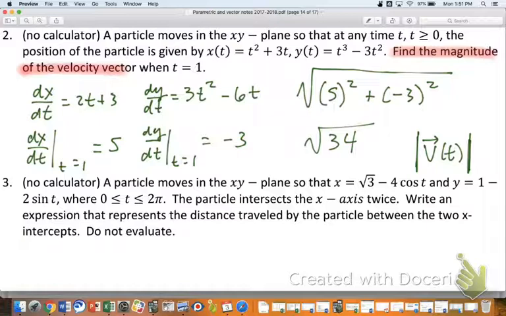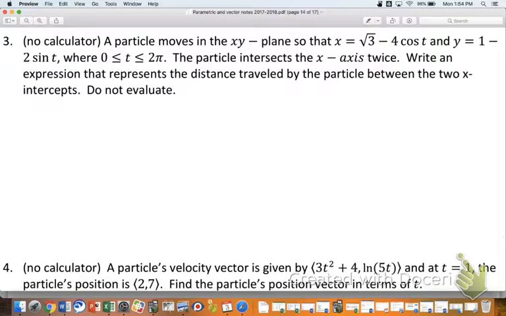Okay, so number 3 then. This one is no calculator again. This one says a particle moves around the xy plane so that the positions are given by those 2 parametric equations for 0 to 2 pi. The particle hits the x-axis twice. Write an expression that represents the distance traveled between the 2 x-intercepts. Do not evaluate. Just write out the expression. Ready, go. For number 3, it says the particle intersects the x-axis twice. Write an expression for the distance traveled between those 2 x-intercepts.